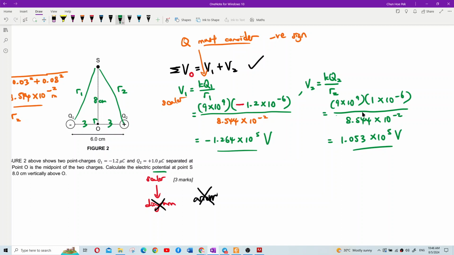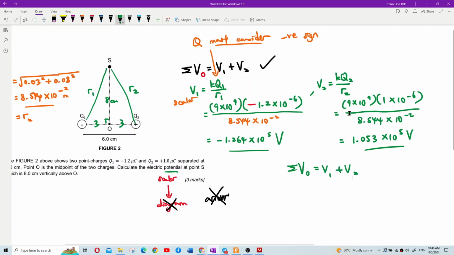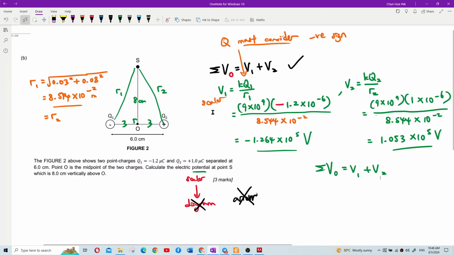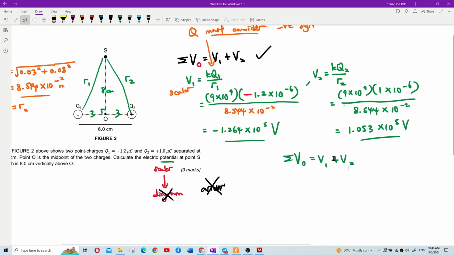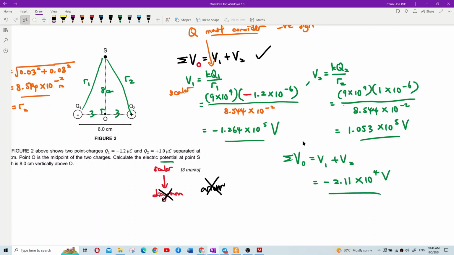Then find the total V. Just total up V1 plus V2, because it is just a scalar quantity. You just total up. No direction at all, no need to draw any direction. So you add these two and you will get the answer, negative 2.11 exponent 4 volt. That's it.